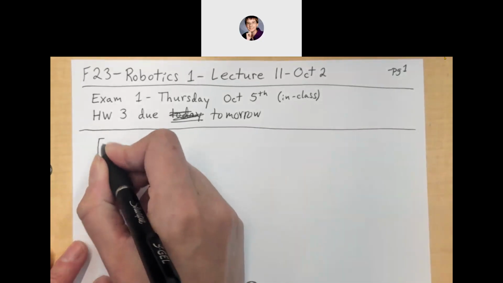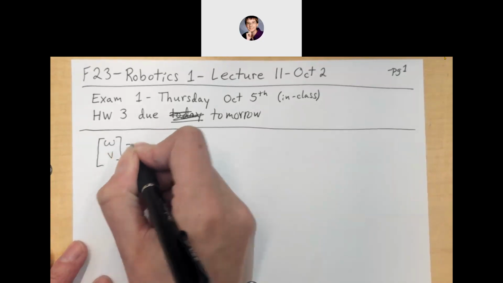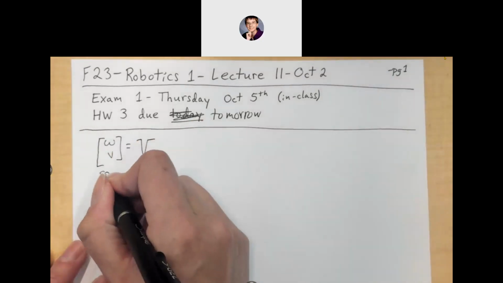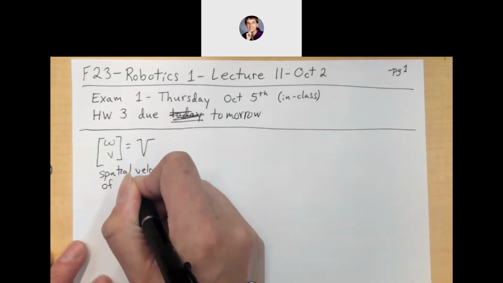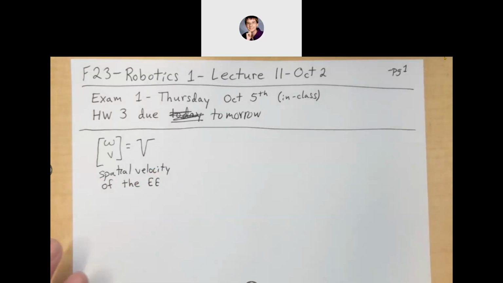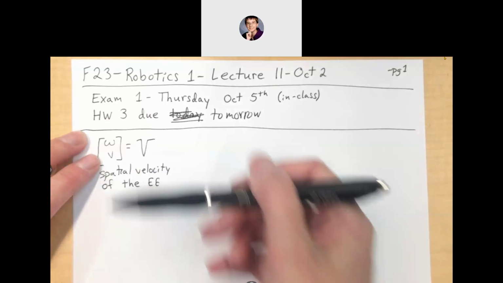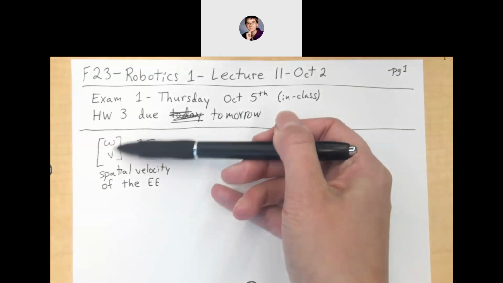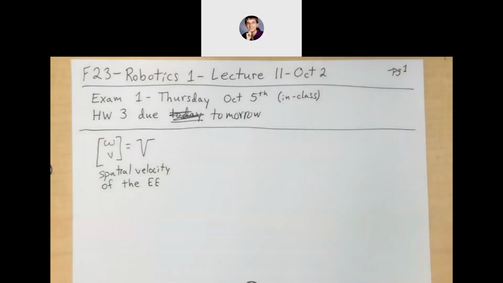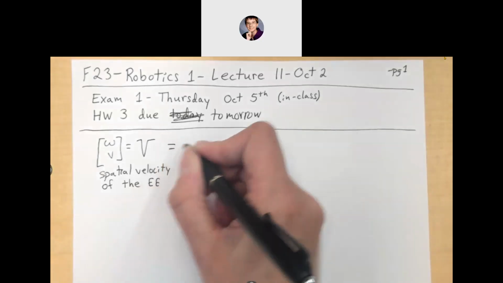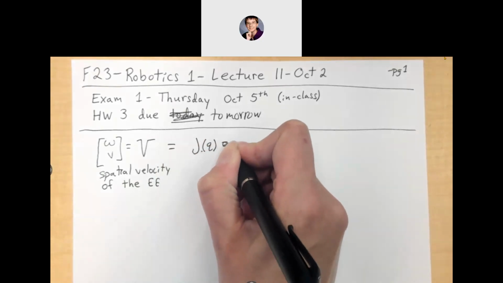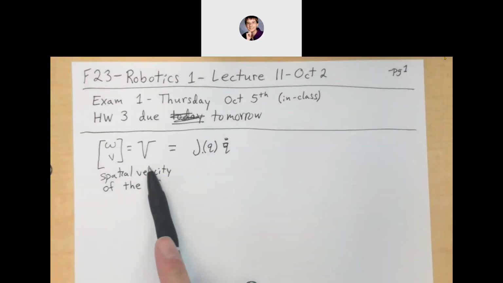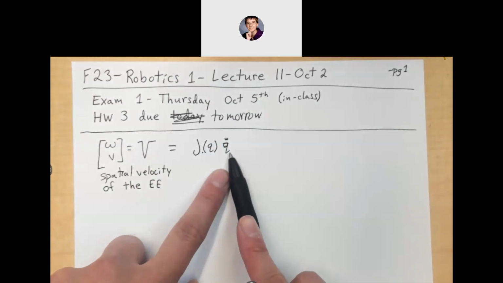So the idea was that we have our spatial velocity of our end effector, the end of the arm, where this omega is your angular, v is your linear. So this would be related to your ROT and POT, the change in that. And what we found is that there is a Jacobian matrix which relates these end effector velocities with our joint velocities.